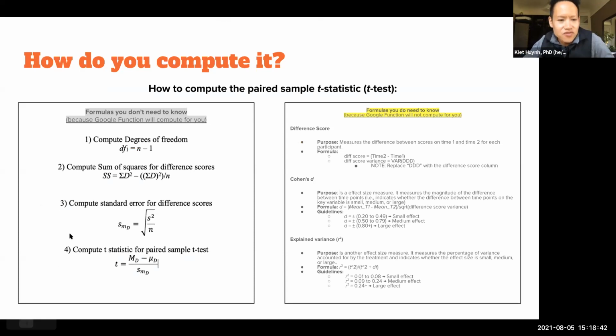So these are things that software will do for you, Google Functions specifically. It will compute the degrees of freedom, which is just the sample size minus 1. It will compute the sum of squares for the difference scores. It'll compute the standard error for the difference scores, and it'll compute the t-statistic. What it won't do for you is compute the difference scores, and it won't compute the difference score variance. So that we have to do manually, which I'll demonstrate in just a moment.